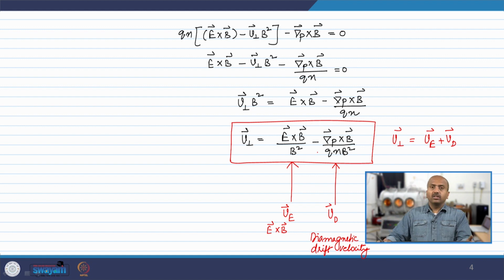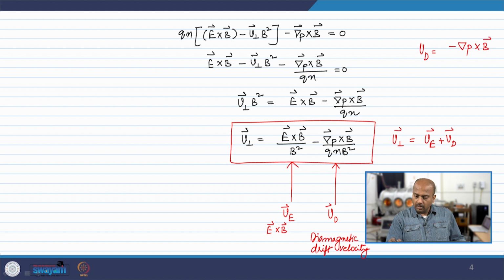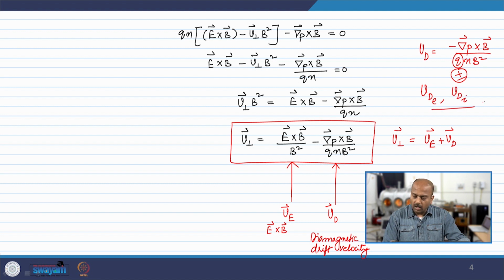Since we are now dealing with two fluid theory, this expression should be written for an electron as well as ion. That means, this V d, you see, V d is minus del P cross B by q n B square, right. So, q is the charge. So, q can be positive or negative. That means, you can have an expression for V d E and V d I.